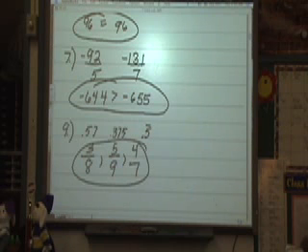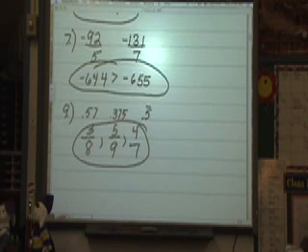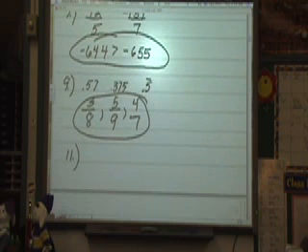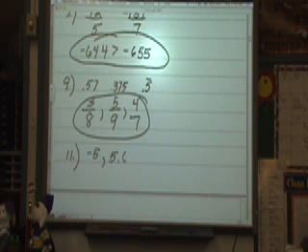Number 11. The only one we need to know is the 18. What's 107 divided by 18? 5.944 repeating. Well, we just need the 5.9. So what's the correct order of that? Negative 5, 5.6, and 107 over 18. Good.